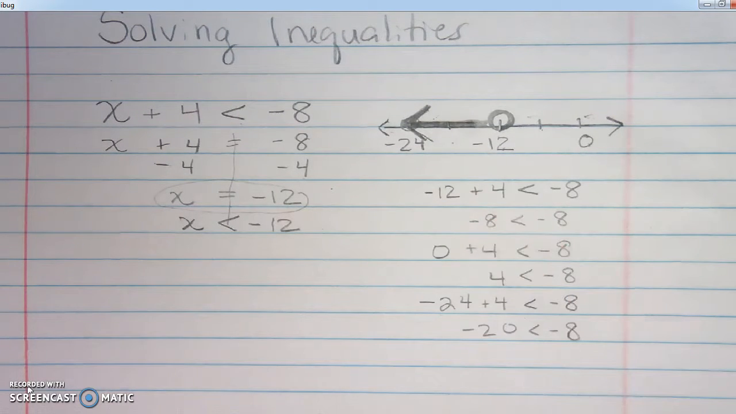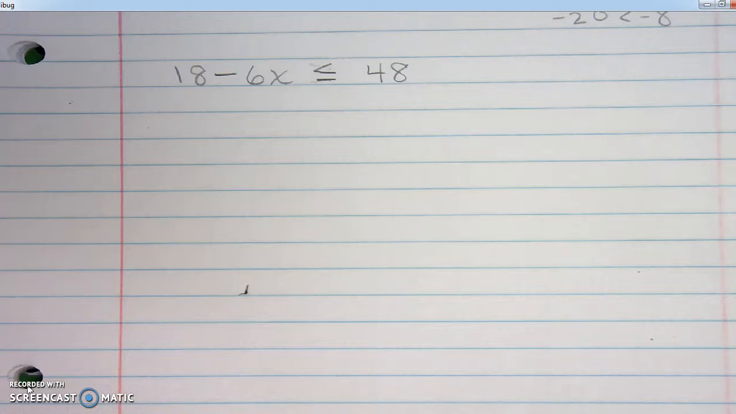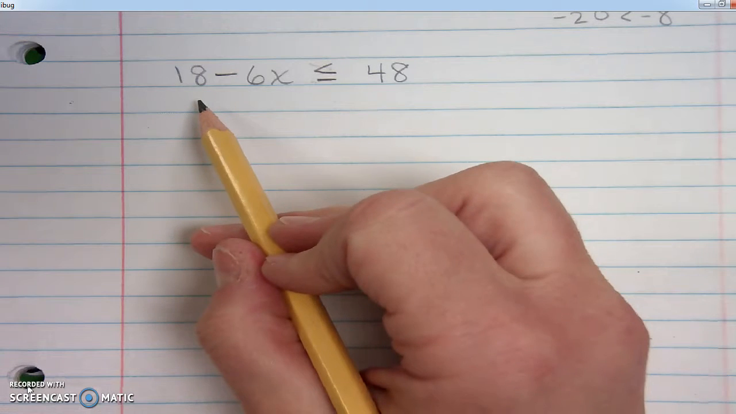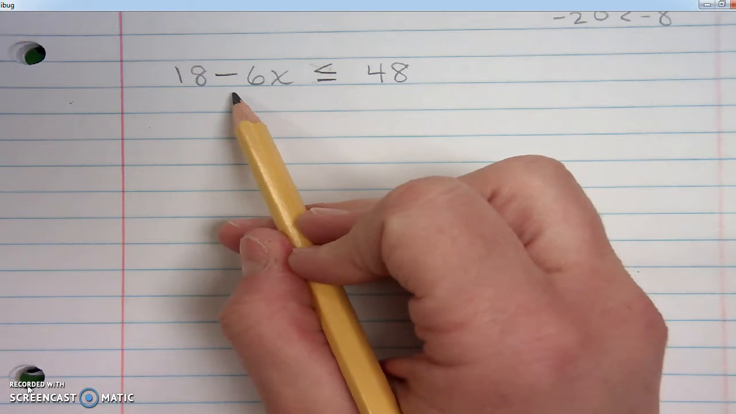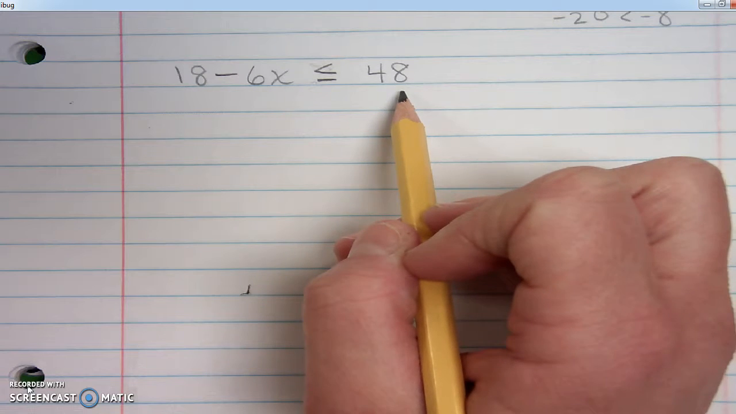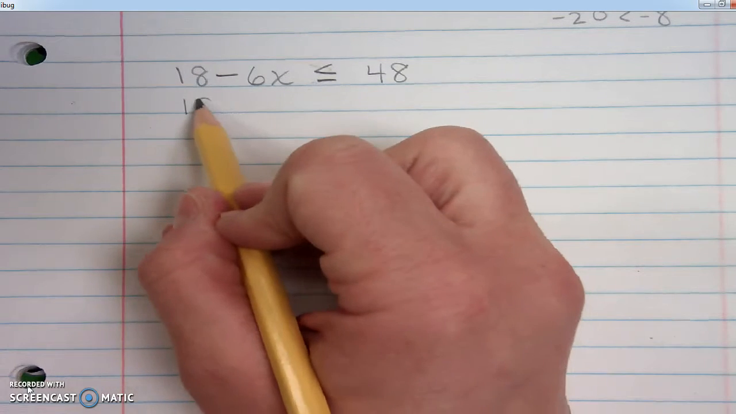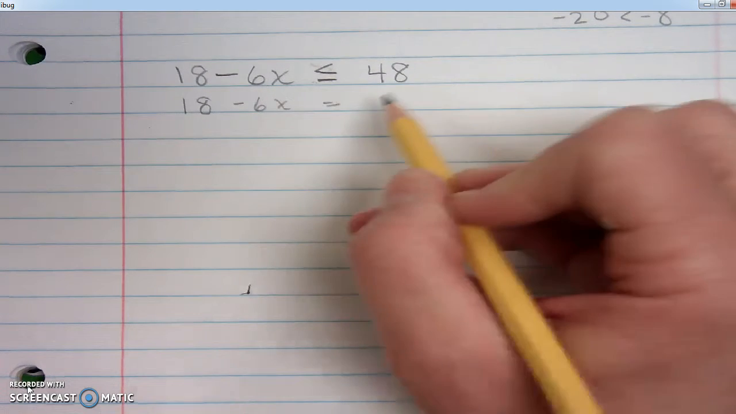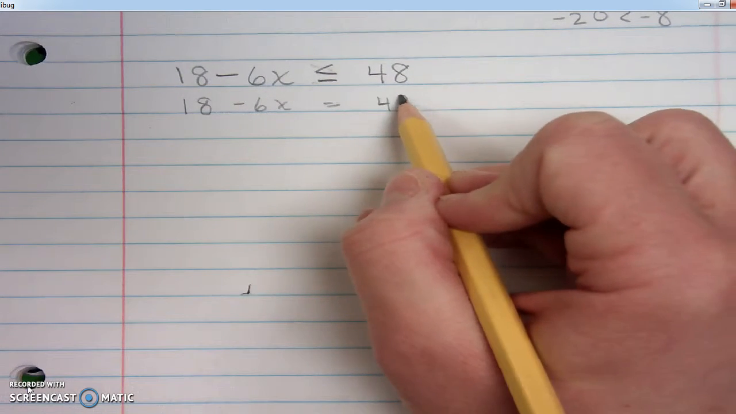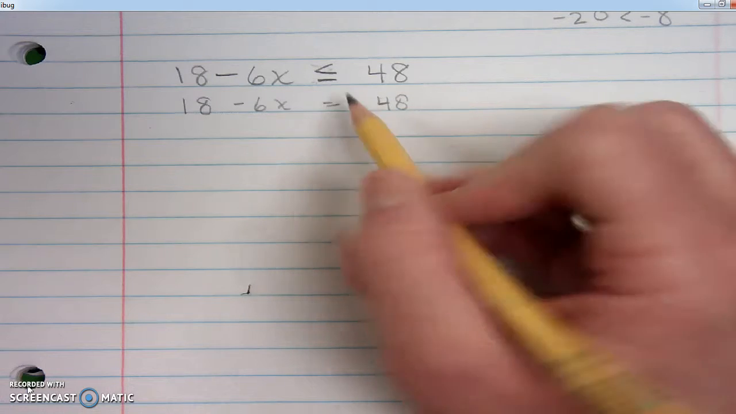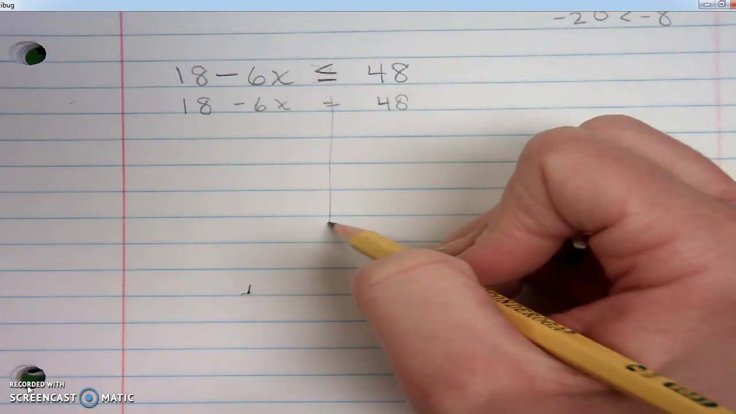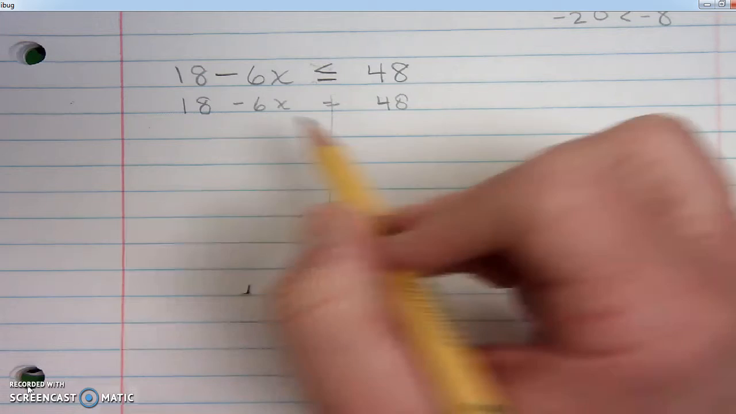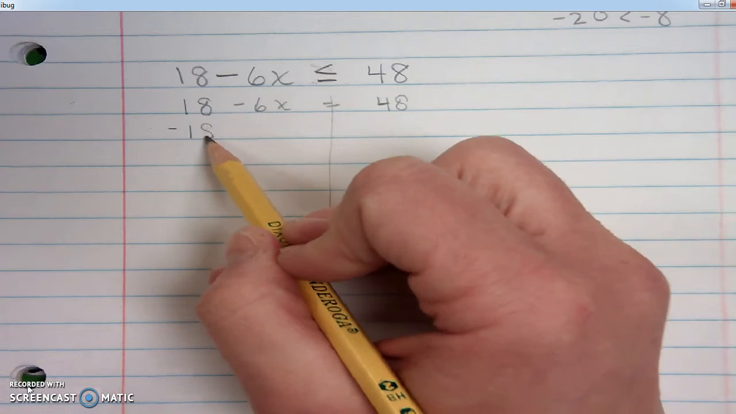Let me show you another example. In this inequality, 18 minus 6x is less than or equal to 48. So the first thing I'm going to do is pretend that this is an equation. So I'm going to rewrite it as an equation, remembering that this is just pretend, so I don't cross anything out. And then I'm going to solve the equation. So subtract 18 from both sides.